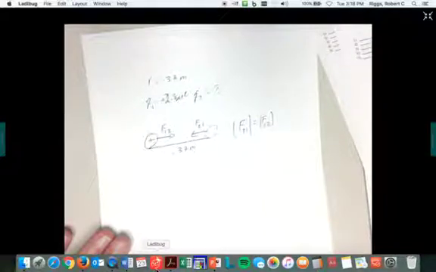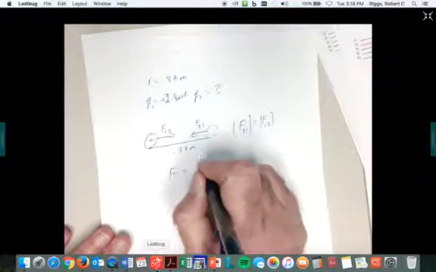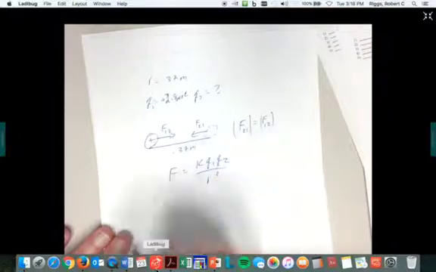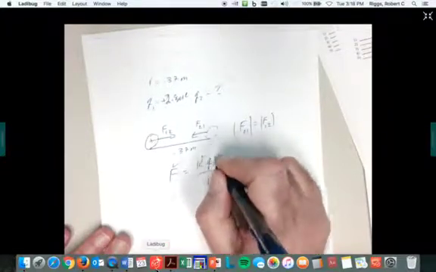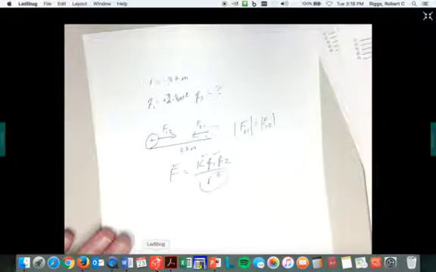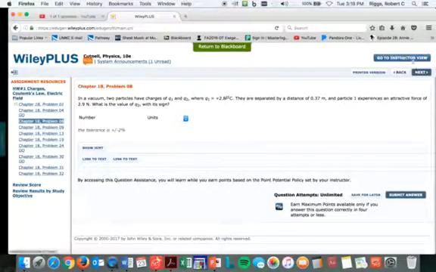Okay? So, they gave us F. We know that F is equal to K times Q1 times Q2 over R squared. Well, they gave you F, you know K, you know Q1, and you know R squared. Do you think you can solve for Q2? I think so. Let's move on. But you see how it works. You see what the idea is behind it.